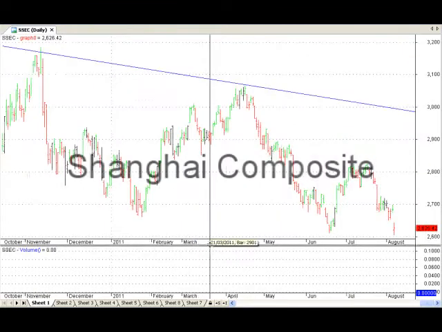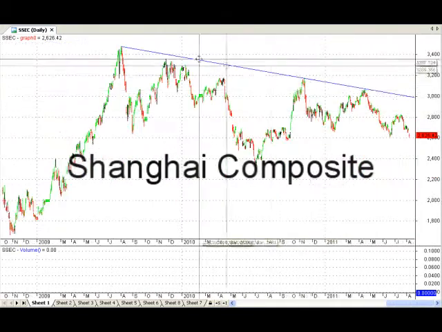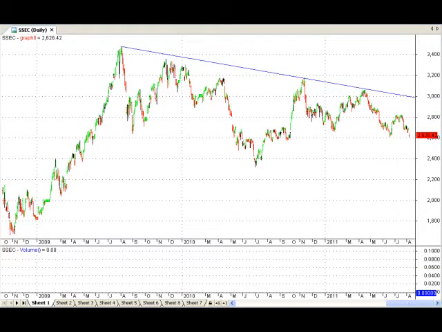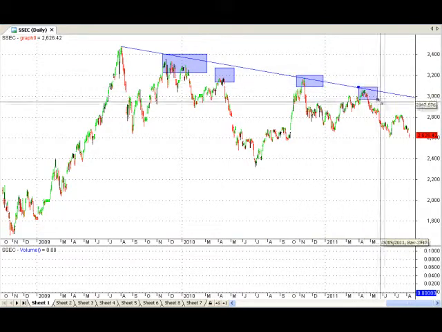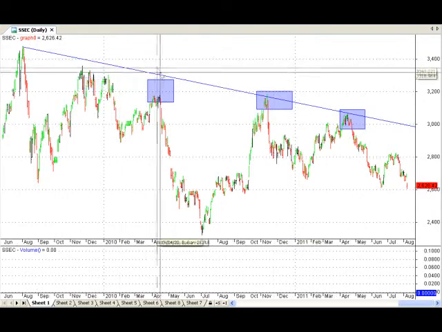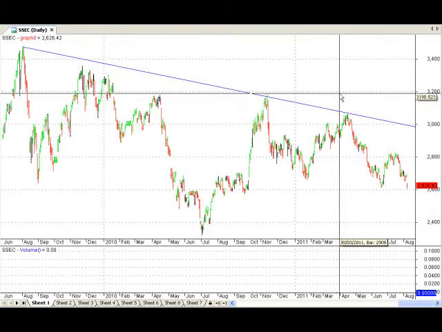Next up is the Shanghai Composite, and we've been calling, I mean, look at this, it's in this long-term downtrend. So what happens is it finds resistance there, it finds resistance there, finds resistance there at this trend line, and literally like clockwork, it finds resistance at the trend line. This is just one of the awesome powers of a simple trend line.